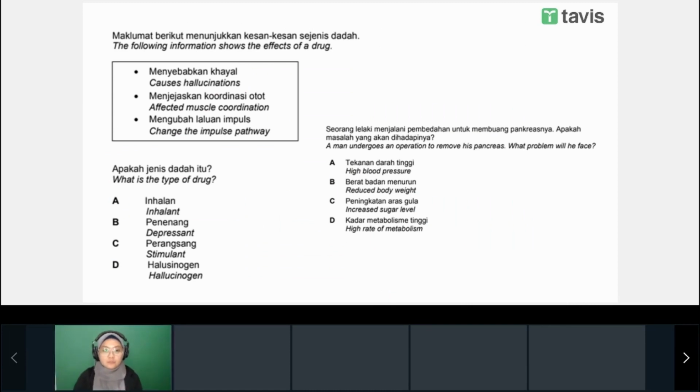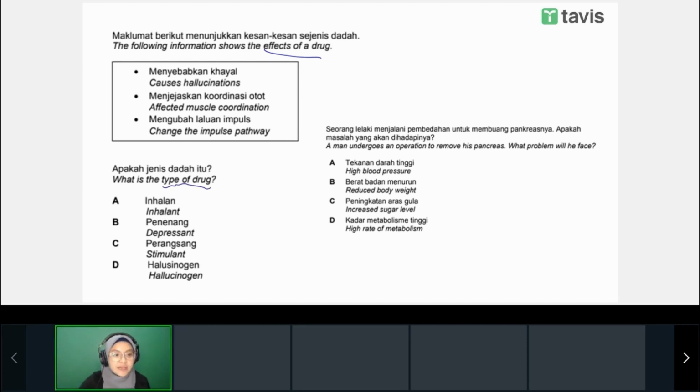Okay, now let's try to answer a question from paper 1. Let's try to apply a technique of GPS, guys. The following information shows the effect of a drug. It causes hallucinations, affected muscle coordination, and changes the impulse pathway. What is the type of the drug? Type of the drug is the keyword.